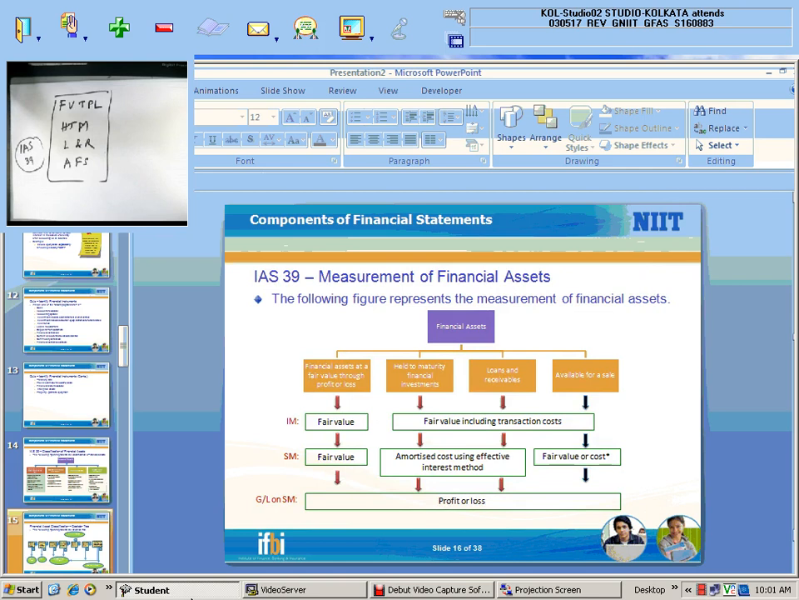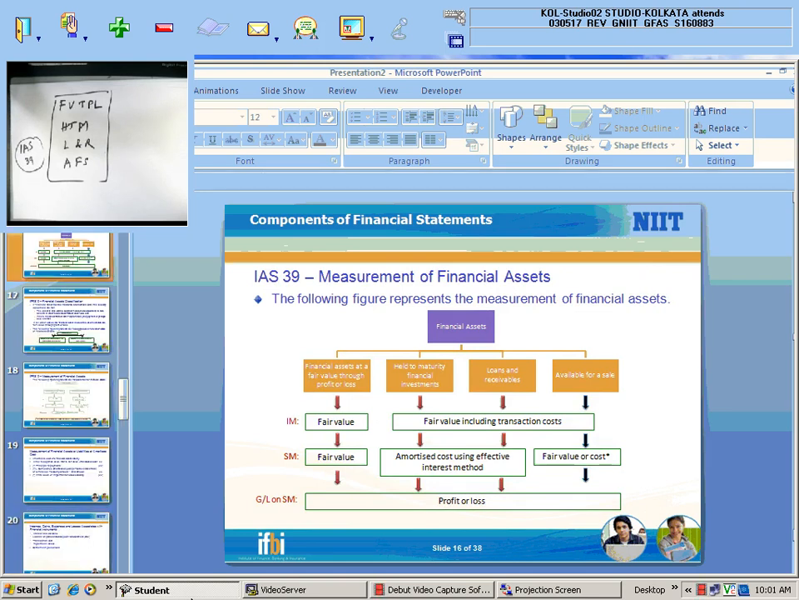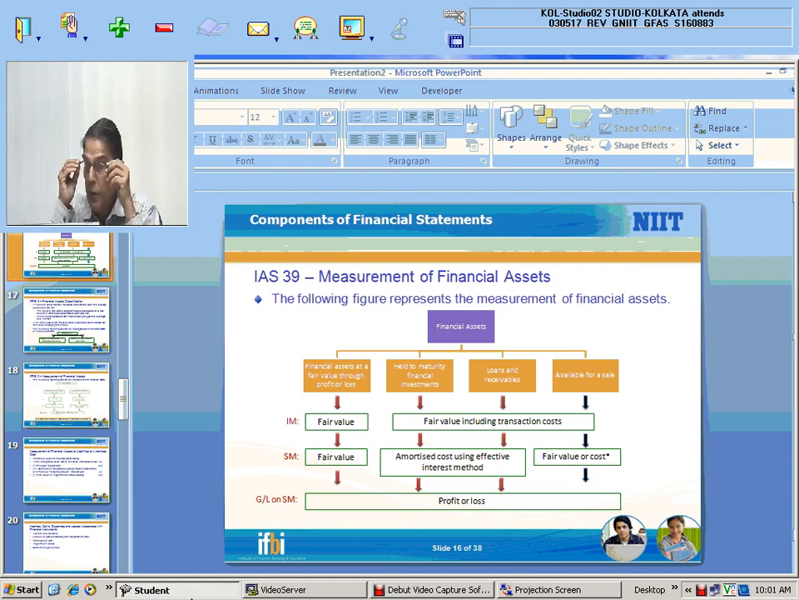Now next comes measurement of financial assets. How the financial asset's value will be measured in the books of accounts of the entity, initial measurement and subsequent measurement, both. But before we go for that, we'll have a short break here at this point of time. Then we'll talk about the measurement of financial assets, and then we'll go to the classification of financial assets under IFRS 9, which will be replacing IAS 39 from 1st January 2018.